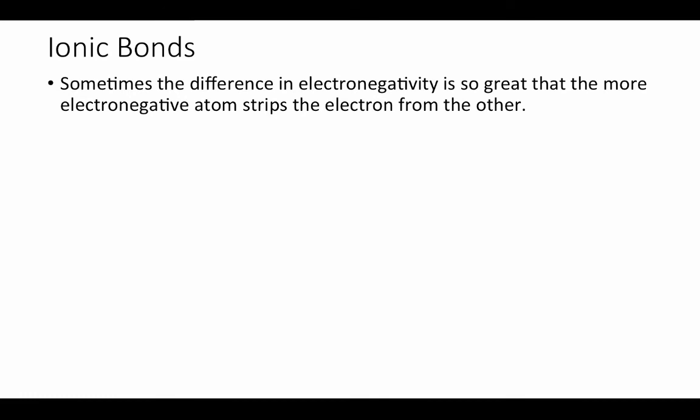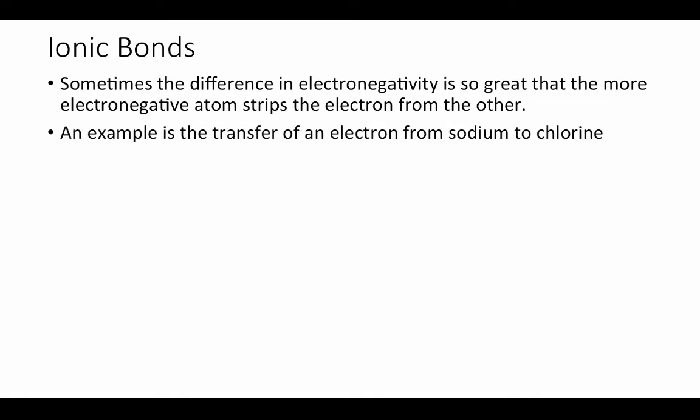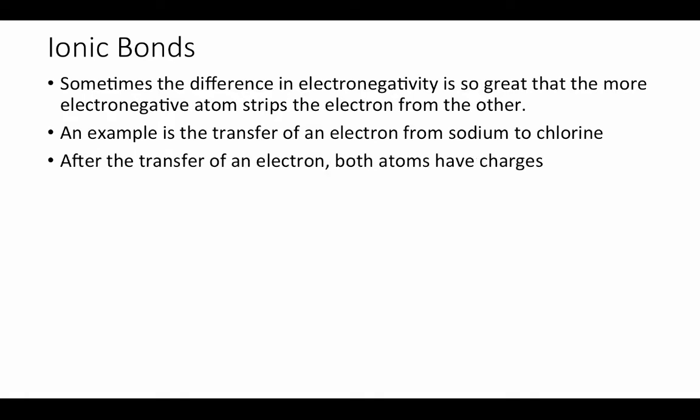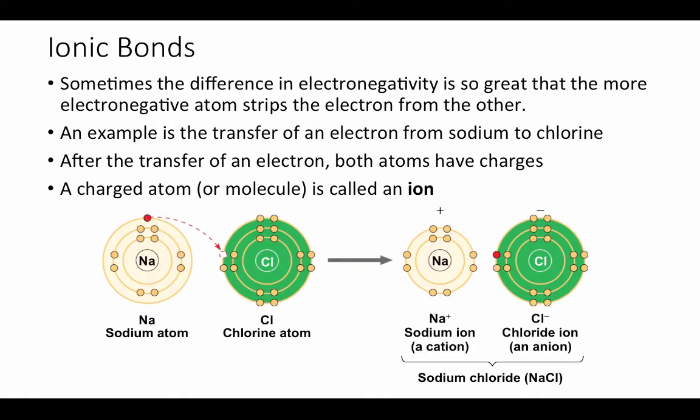So let's think about other kinds of compounds. Sometimes the difference in electronegativity between these two elements is so great that the more electronegative atom just steals the electron from the other one. It's just going to strip that electron away. An example is the transfer of an electron from sodium to chlorine. Once that electron has been stripped from the less electronegative element, now you have a situation where there's a charge on those atoms.